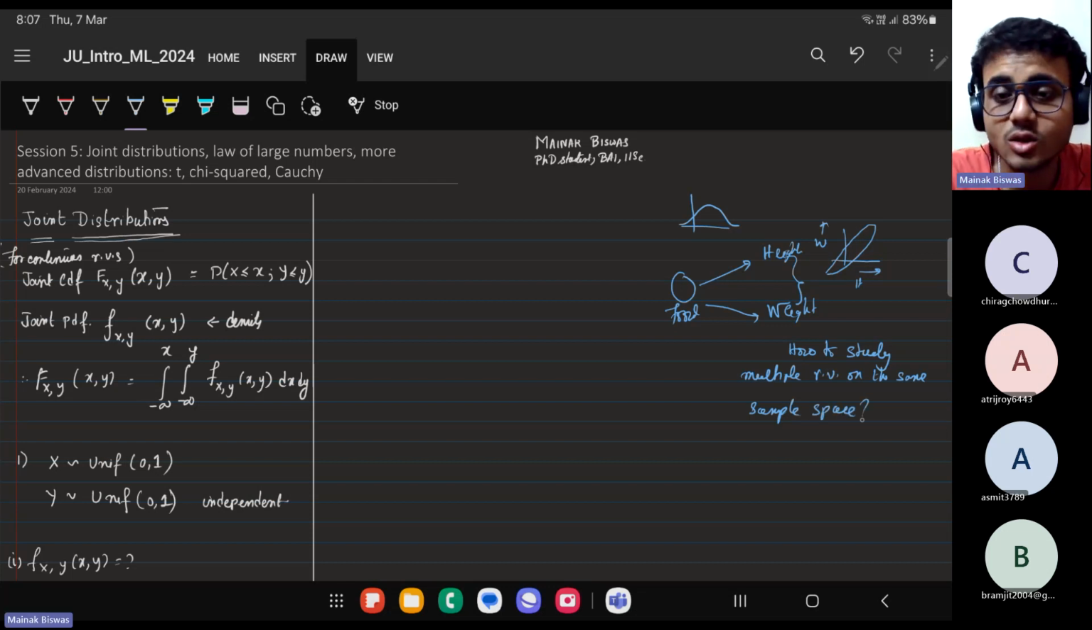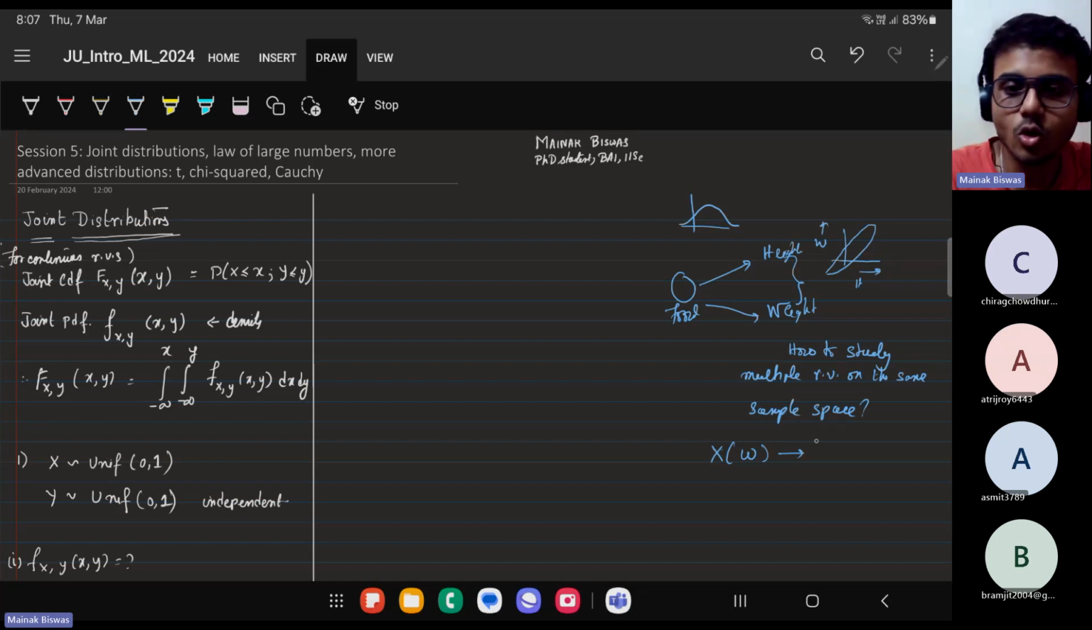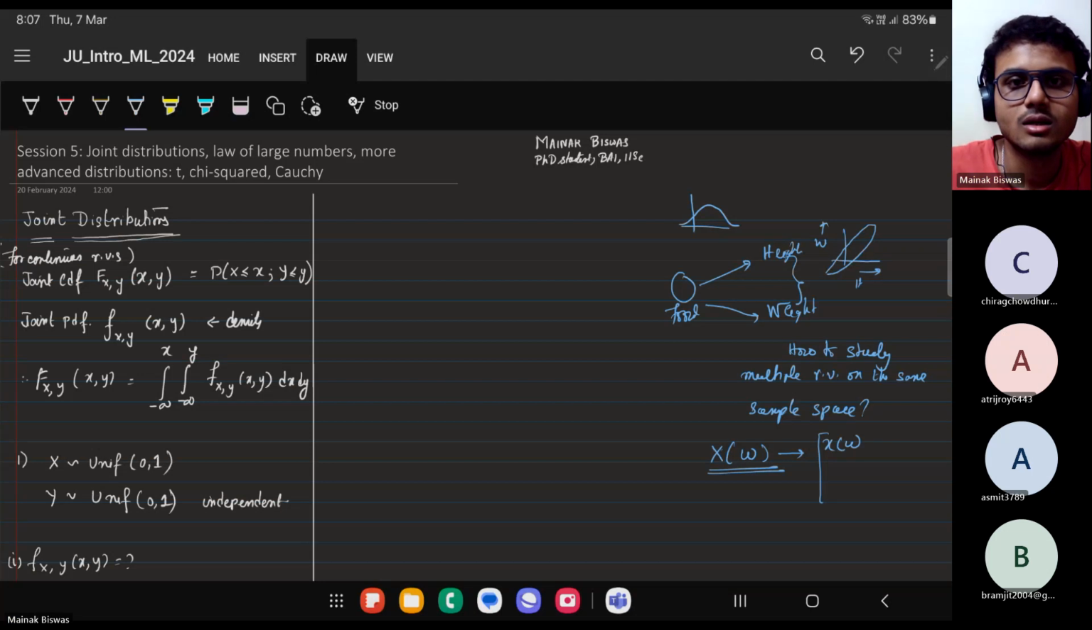The idea is that it's also like a random vector. So if X is a random vector, it will map an element to X of omega.